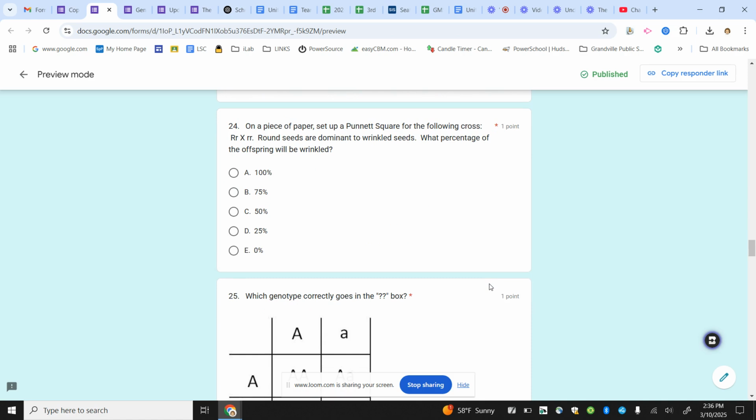Number 24, on a piece of paper, set up a Punnett square for the following cross. Big R by little r. Round seeds are dominant to wrinkled seeds. What percentage of the offspring will be wrinkled? A, 100%, B, 75%, C, 50%, D, 25%, E, 0%.